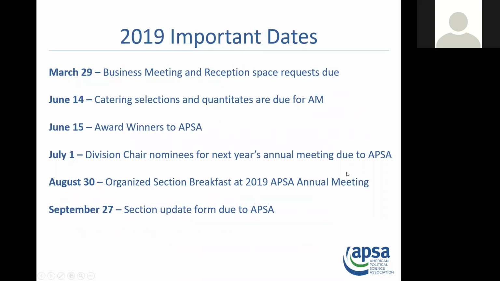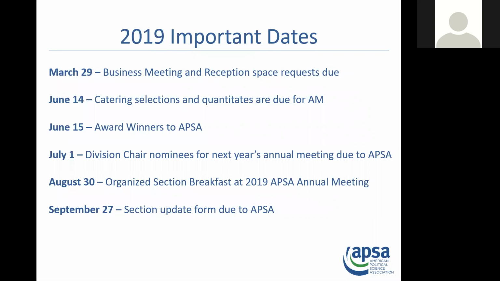So as I mentioned, we're going to review those 2019 dates that you should make note of. The first one coming up is March 29th, and that is when all annual meeting, business meeting, and reception space requests are due. The form is currently posted on the annual meeting website, and an email will be sent out in the coming weeks containing a link to that form as well as any further information that you need in order to fill out that form.